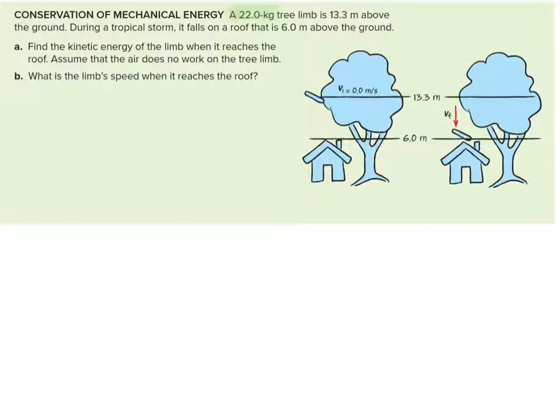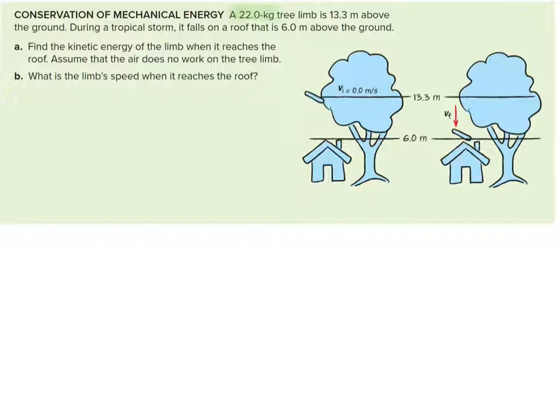In this video, we are going to look at a problem based on conservation of mechanical energy. So we have here a tree and a house. And what's happening here is, in a storm, one of the limbs of the tree, that means one of the branches of the tree, falls down and falls onto the roof of the house.